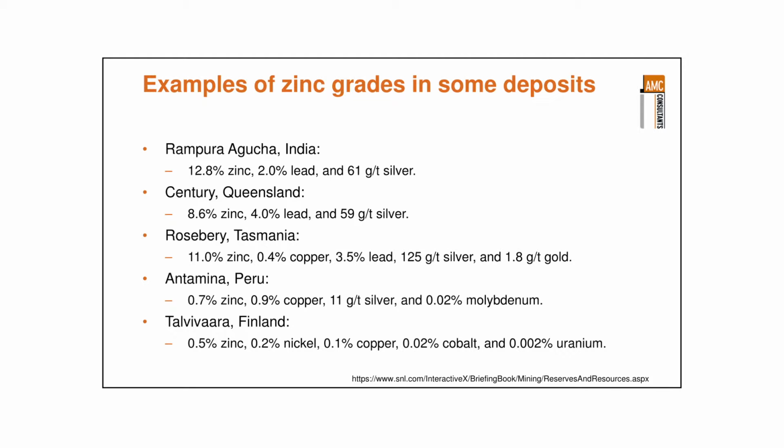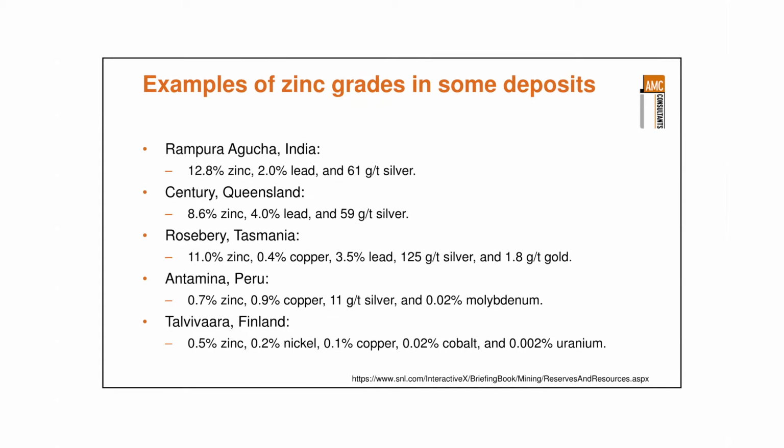Very occasionally you get really lucky and you get somewhere like Rosebery in Tasmania where you have zinc, copper, lead, silver and gold. And they're all combined, and if you can recover all of those, you can do exceedingly well in terms of the dollar value per tonne of material because you've got a good amount of zinc, but you've also got copper, lead, silver and gold to earn you revenue.